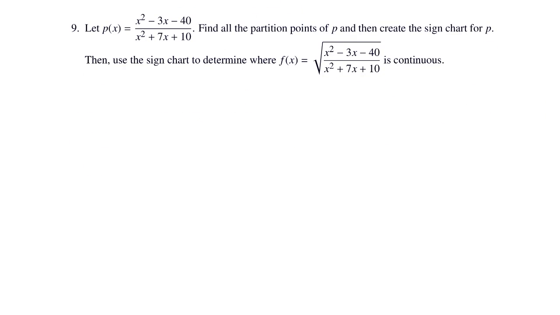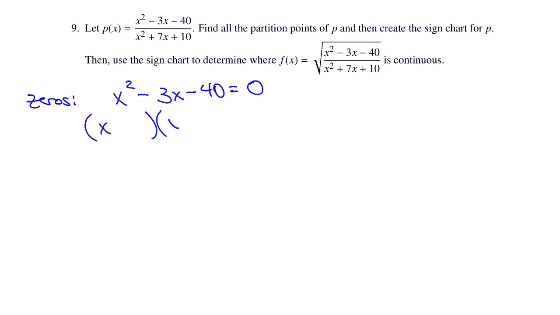Let's look at number 9. P of x is equal to x squared minus 3x minus 40 over x squared plus 7x plus 10. Find the partition points and create the sign chart. So first off, we're going to find the zeros of p, and that is found by taking the numerator and setting it equal to 0. This factors as x minus 8 and x plus 5, and that gives me x equals negative 5 and x equals 8.